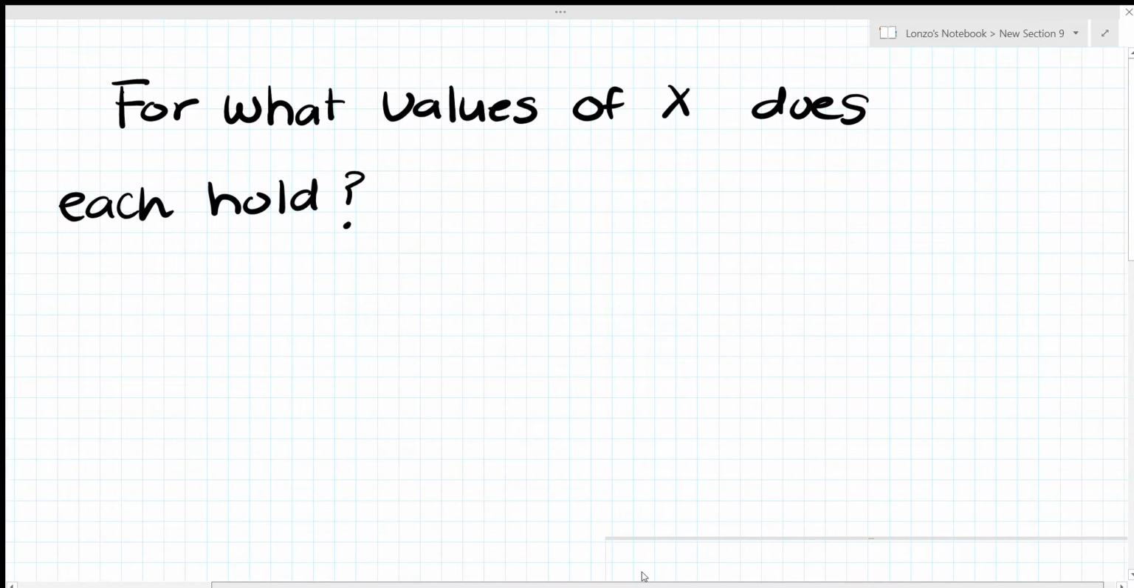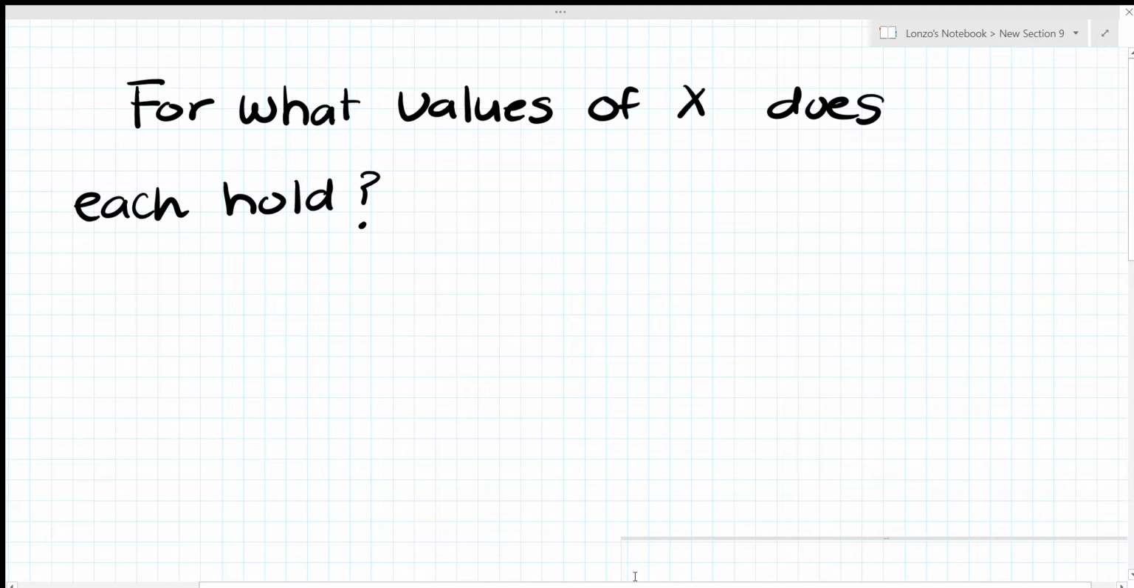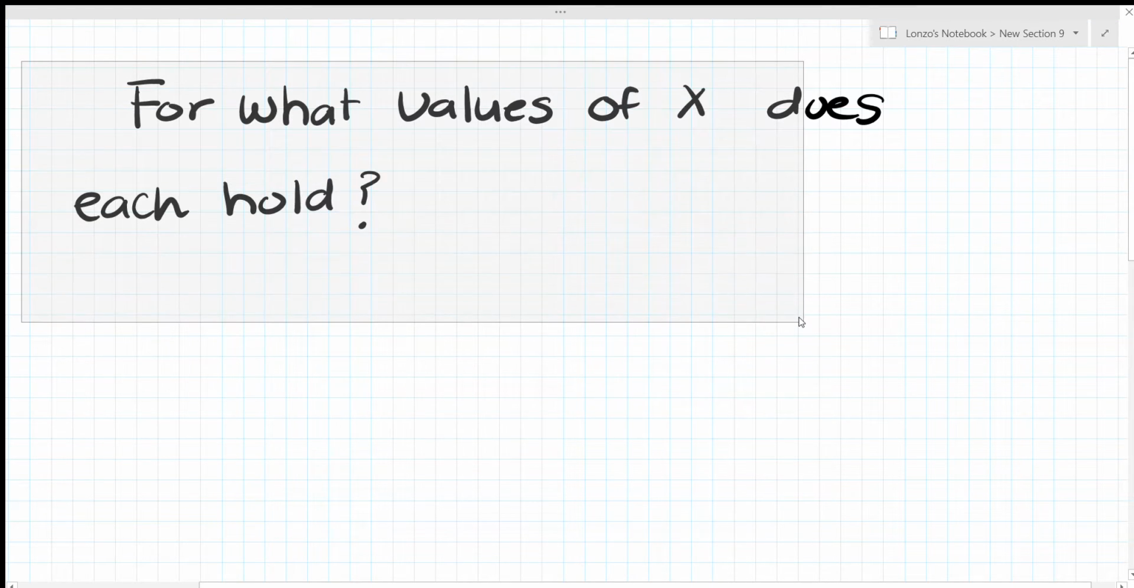Okay, now we're going to do something a little bit different. It says, for what values of x does each hold? I mean, those were different problems, but okay. So let's say you're given i to the 18th, and then we're given i to the 32nd, and we're given i to the 67th.